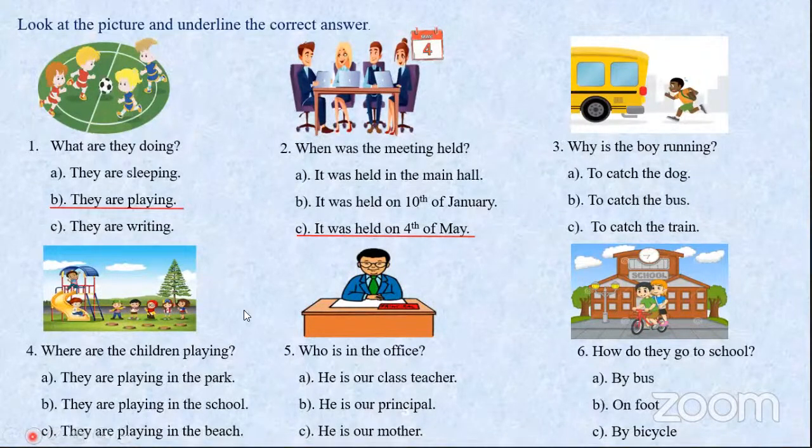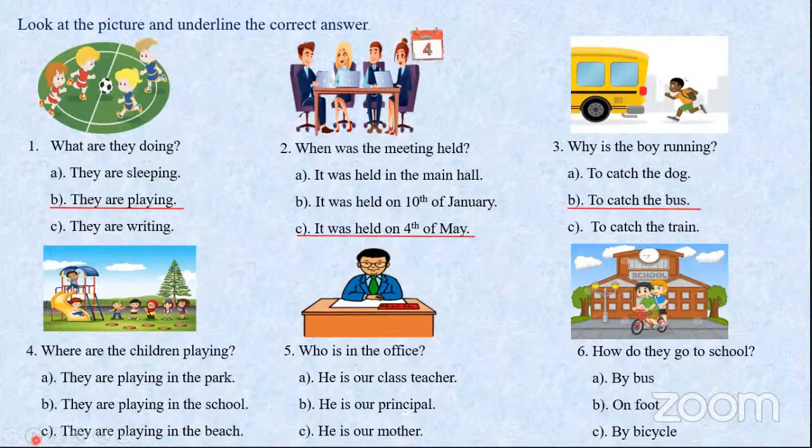Next one, third picture, you can see a child running behind a bus. And the question is, why is the boy running? There are another three answers: to catch the dog, to catch the bus, to catch the train. So it is clear that the boy is running to catch the bus. Second answer.